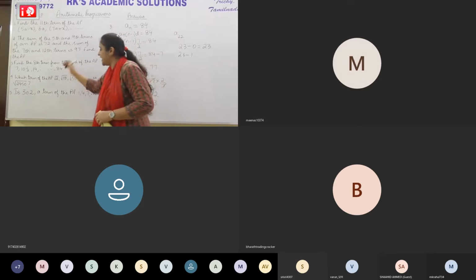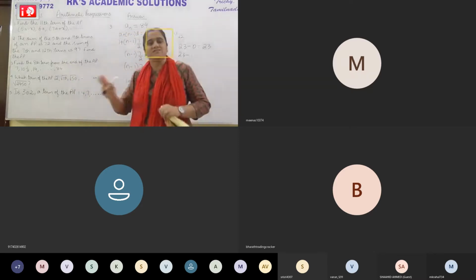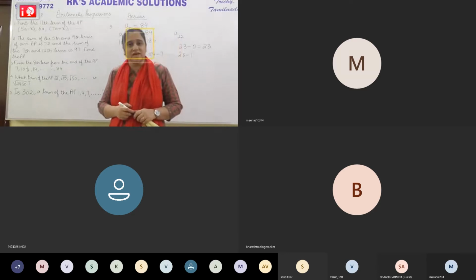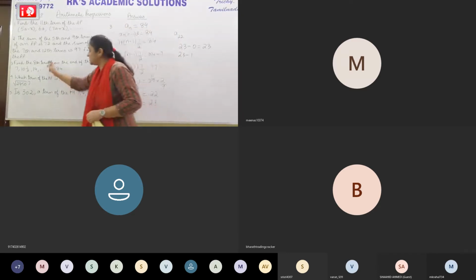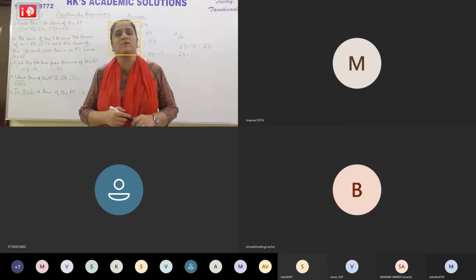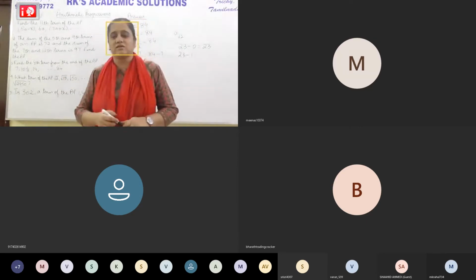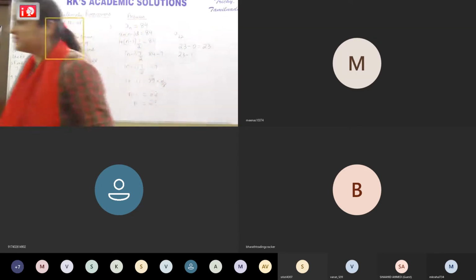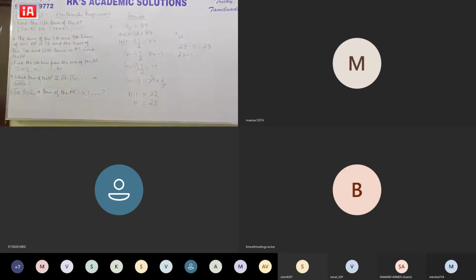I'm trying to say if you want to find the 8th term from the end, just do 23 minus 7. You're not supposed to do 23 minus 8. If you have to find the 8th term from behind, you simply have to do 23 minus 7. What is that? Can somebody tell me? 16. 23 minus 7 is 16, which is the 8th term from the end. Are we all there? Yes?